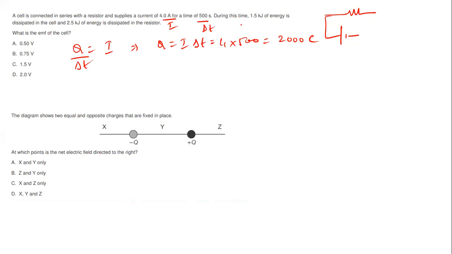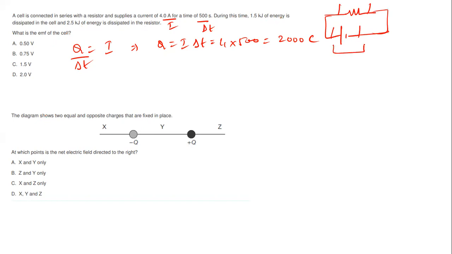During this time, 1.5 kilojoules of energy is dissipated in the cell. Some amount of energy is dissipated here, and some amount of energy is dissipated in the resistor, in the cell as well as the resistor. Now, what is he asking? What is the EMF of the cell?